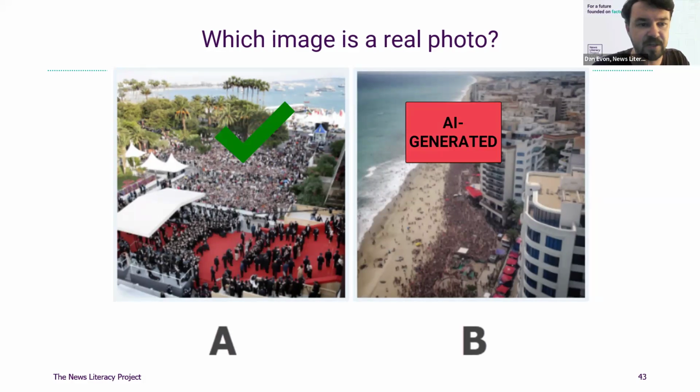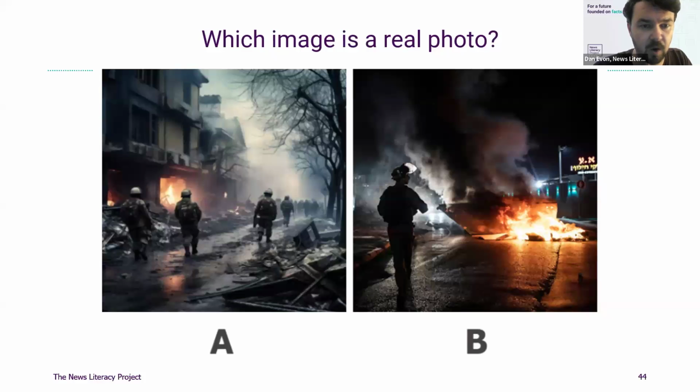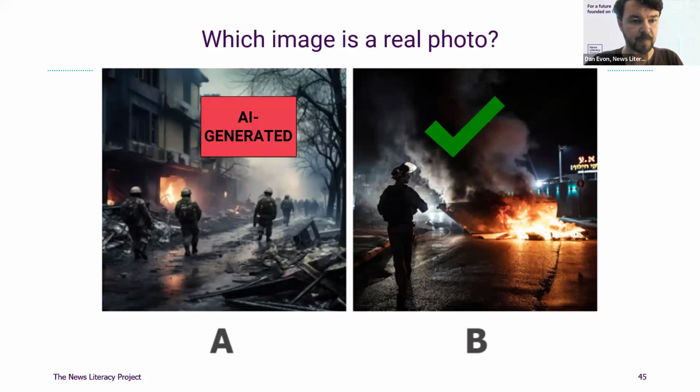All right, I think I have one more of these. We have people responding to a fire. One is an AI image, and one is a real photograph. So let's see what we got here. All right, in this case, the image on the left was the one that was AI generated.